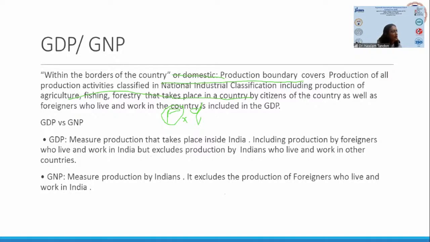Real income calculation. Yes, I'll write for this after the break. I'll write for all numericals here. Don't worry, Kaveri.